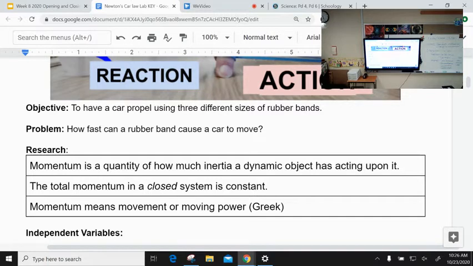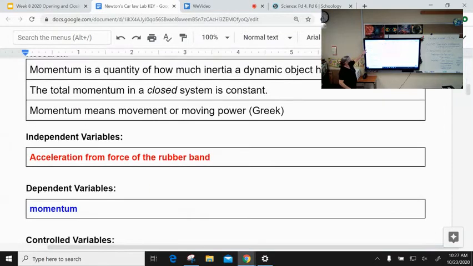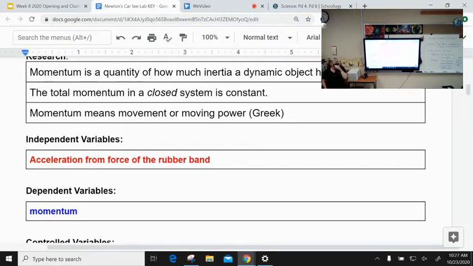Stopwatch, right? So you are going to be doing a lot of timing today. And I will tell you, this has to be a coordinated effort between you and your partner. So when you talk about your variables, your independent one, the one that you are going to get to change, is the acceleration from force of the rubber band. You are going to get to pick to do the small, medium, or large. Well, I gave you an order. You don't have to necessarily do it in that order.